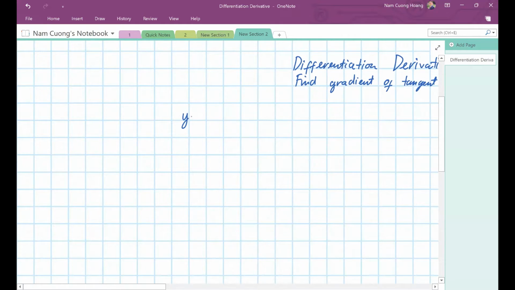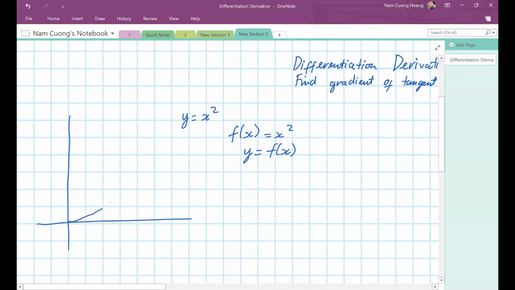Okay, so let's say I have y equals x squared, and I will let f(x) be equal to x squared. So you will have a graph of y equals f(x). Okay, so this is a graph. I will just draw the right side for this y equals x squared.